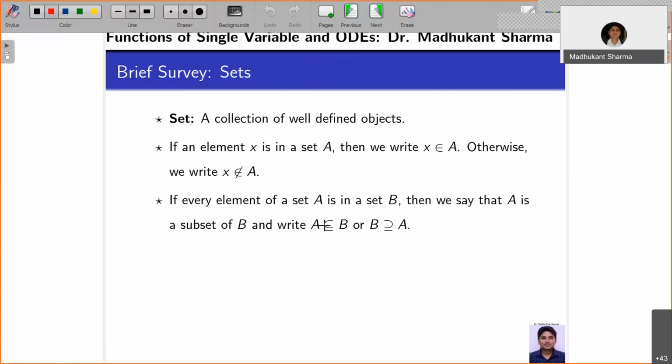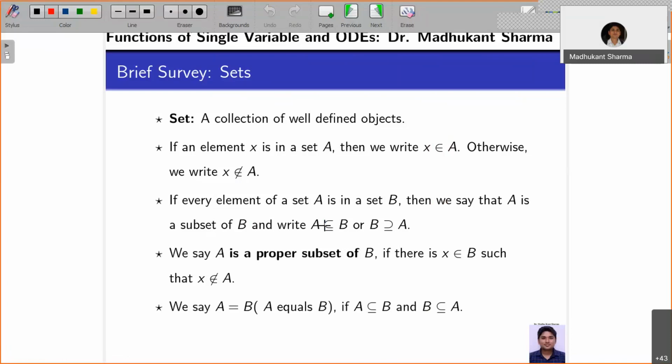And when you say A is equal to B, two sets are equal when A is a subset of B as well as B is a subset of A. So that also is clear. And we say that A is a proper subset of B if you are able to find an element in B which is not an element of A. So that you will say is a proper subset of B. Okay, right. Now we say that A is equal to B if A is a subset of B and B is a subset of A.